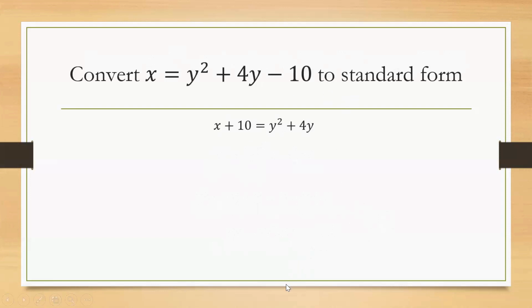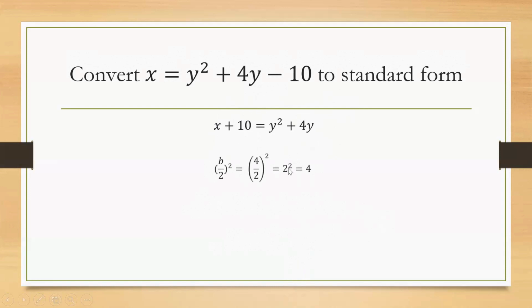So for this one, again, let's regroup. Let's isolate the x and then the y's. So we get x plus 10 equals y squared plus 4y.